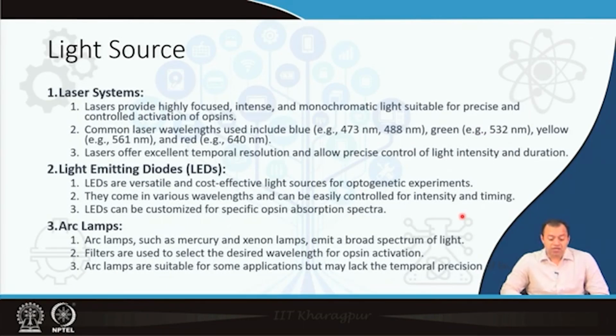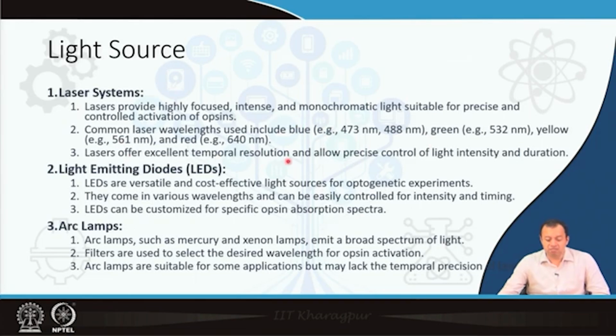What type of light source do you need? Obviously, there is a laser source that you need to trigger the firing of action potential through neurons. Lasers are the best one. Lasers provide highly focused, intense monochromatic light. Common laser wavelengths are blue, basically to affect channelrhodopsin, etc., blue, green, etc.